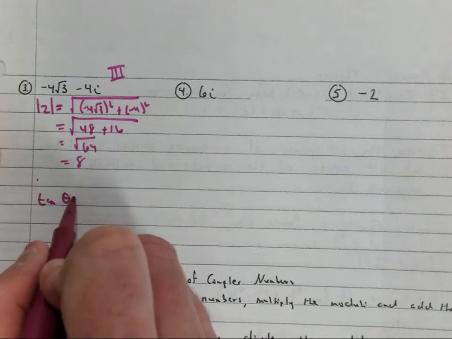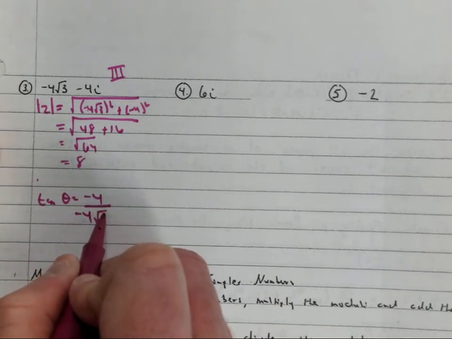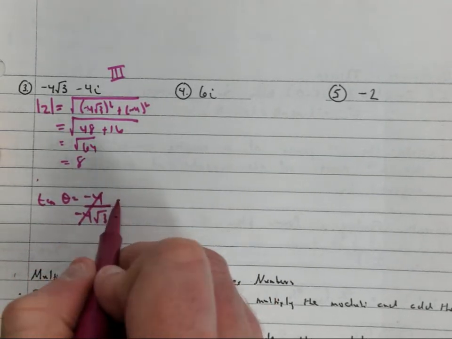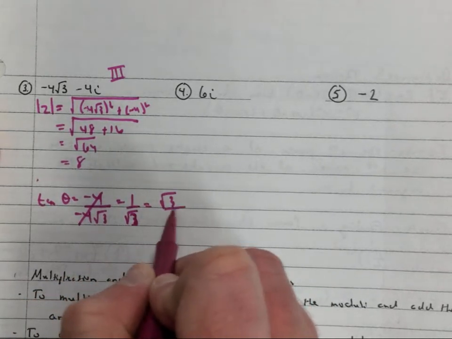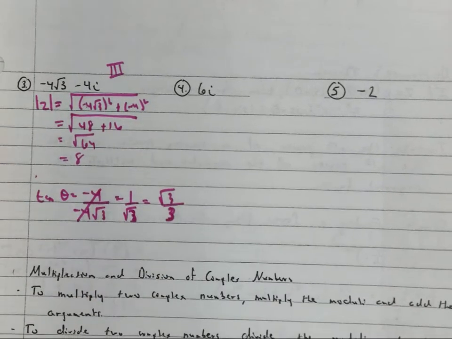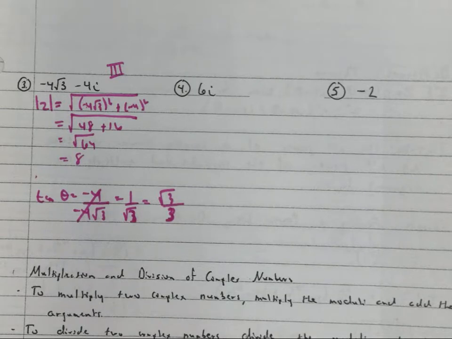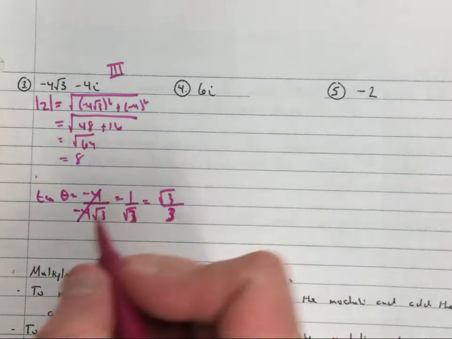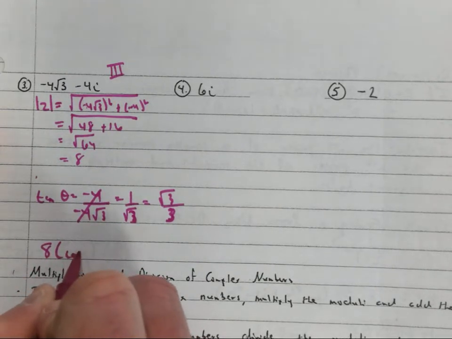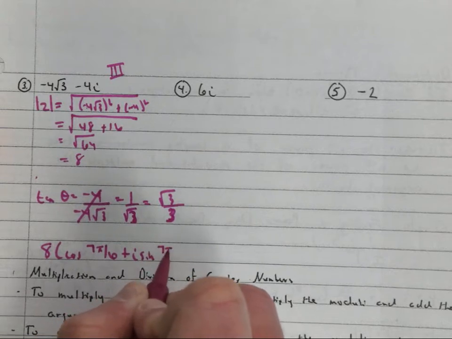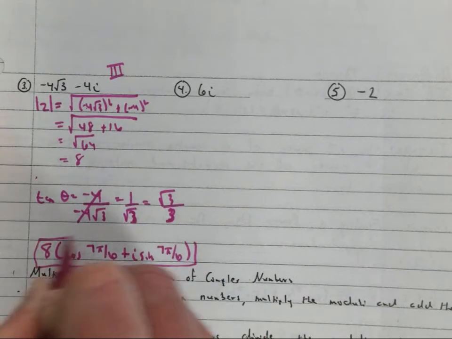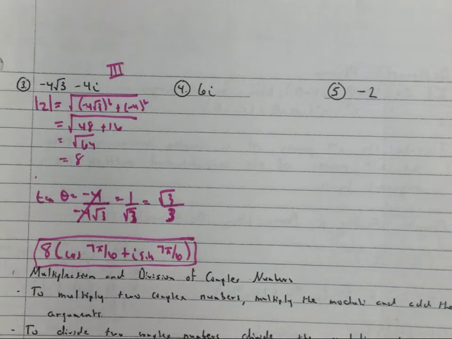Tangent of negative 4 divided by negative 4 root 3. These cancel out. You're left with 1 over root 3, which in turn equals what? Because you rationalized, you have to think, okay, what family gives me a tangent of root 3 over 3? Pi over 6. Which pi over 6 is in quad 3? There you go. And there's your polar equivalency to that complex number.